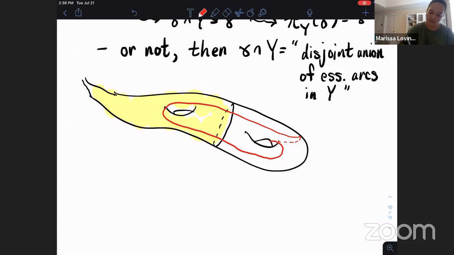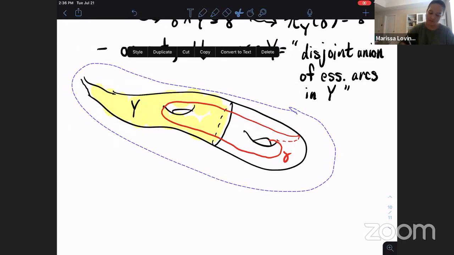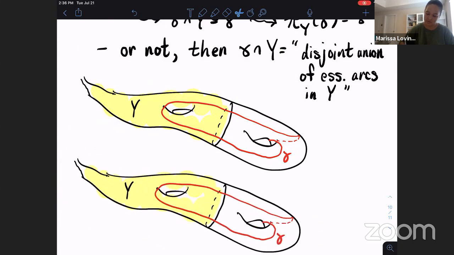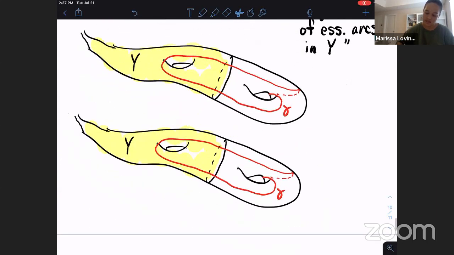And so let me just label this. So this is my subsurface Y. This is my curve gamma. And then let me just pick this up. Okay. So now let's see what happens when we do this projection.